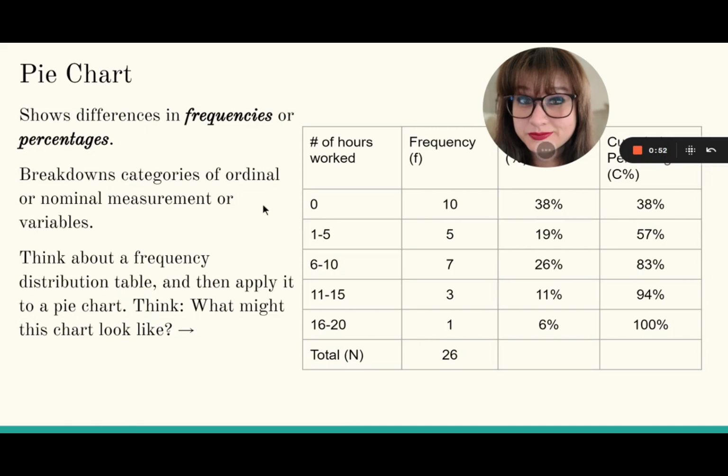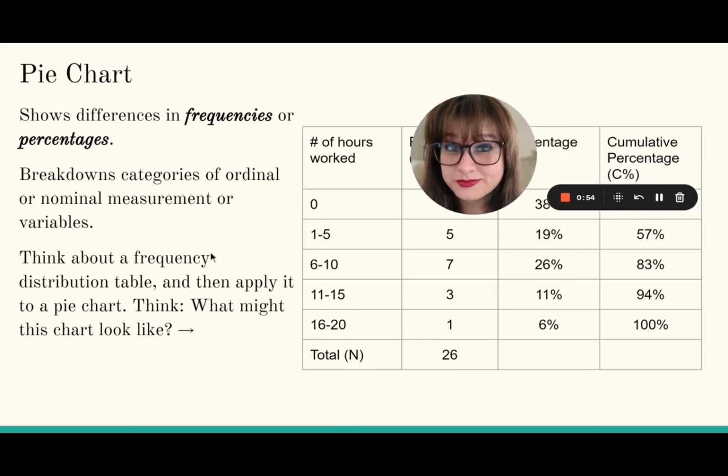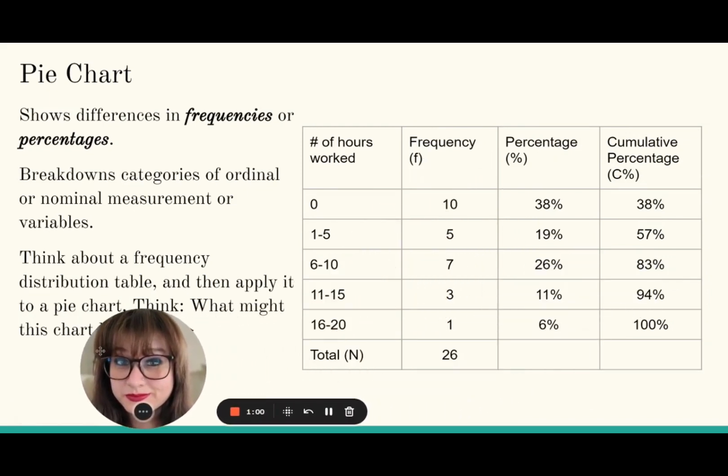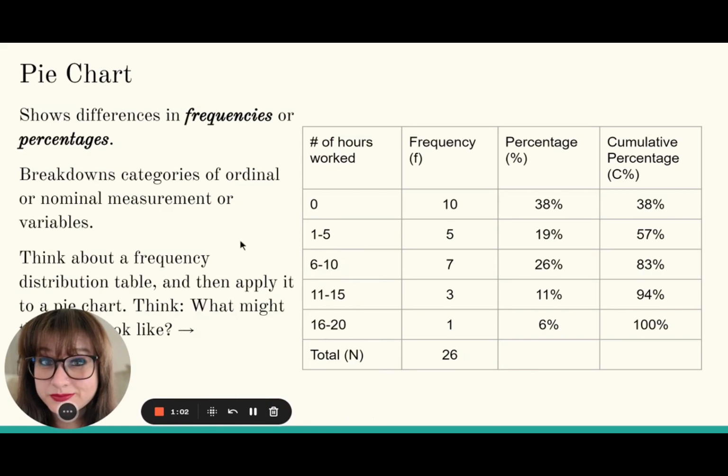Pie charts are very similar to what we've already experienced: it is a matter of frequencies and percentages. They break things down into categories, for nominal or ordinal measurements or variables. It lists them out as categories, so instead of saying 0.5, it would say hours worked, broken down by the percentage for each number of hours.